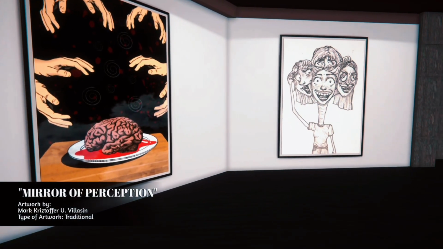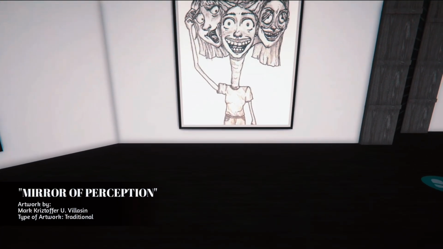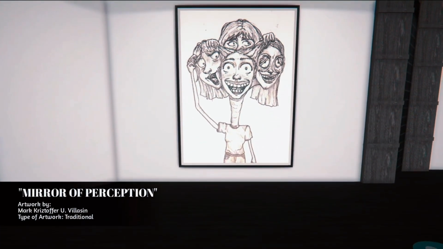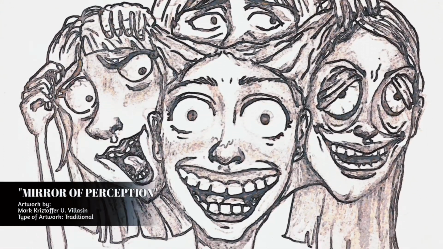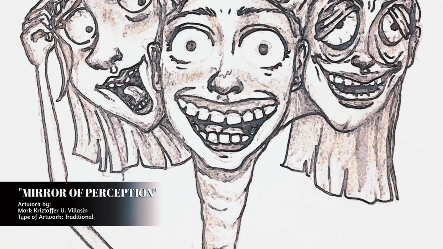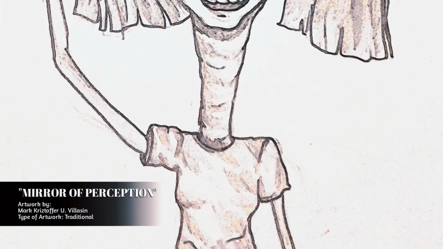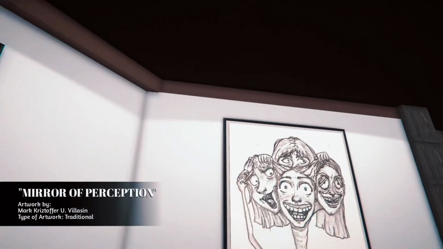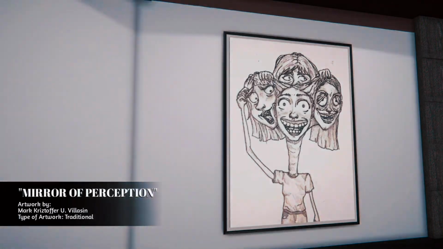Mirror of Perception, an art made by Mr. Mark Christopher U. Villasin traditionally. This is a psychological concept where each party involved in a conflict views themselves as ethical and peaceful, while viewing the opposing party as evil and aggressive.